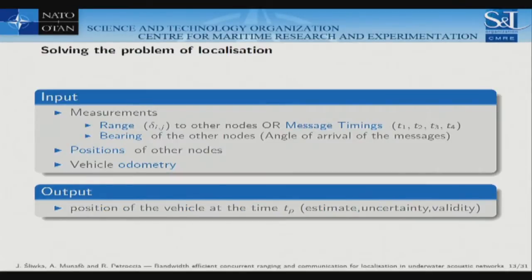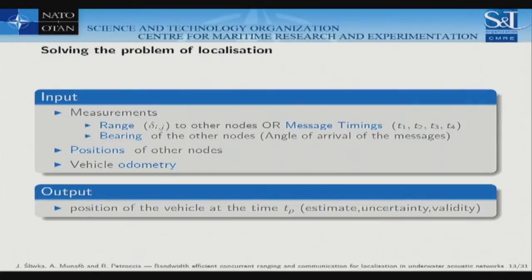So here we arrive at our problem, which is the problem of localization. We measure the range, which we derive from the delta. We measure the bearing, sometimes, as I told you, the angle of arrival. We need the positions of the other nodes, which we may or may not receive from them, because the acoustic communication is low bandwidth and very unreliable. You lose lots of messages. And then you have the vehicle odometry.